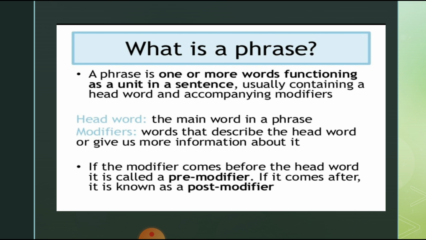See, what is a head word? It is the main word in a phrase, and it is called the head word. A modifier is the word that describes the head word or gives us information about it. If the modifier comes before the head word, it is called a pre-modifier, and if it comes after, it is known as a post-modifier. So this was about the phrase.